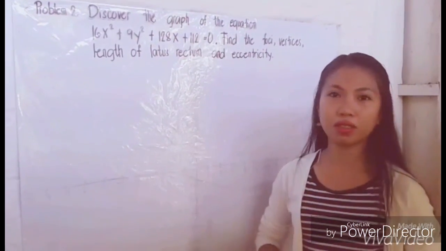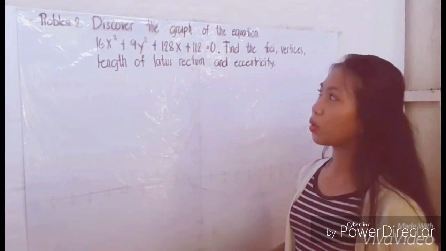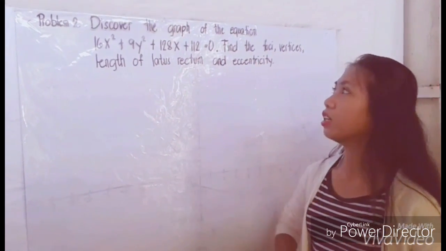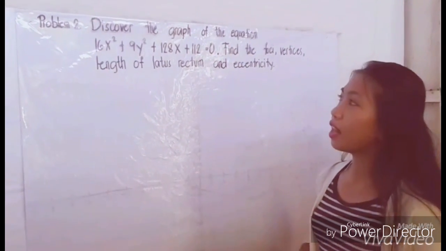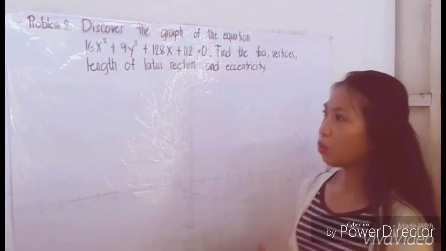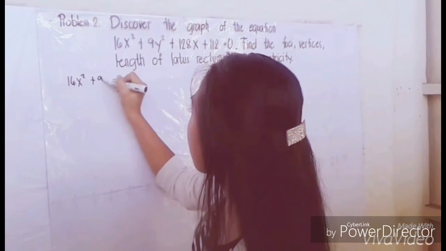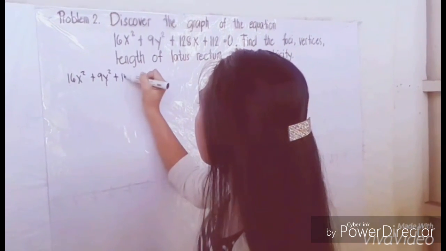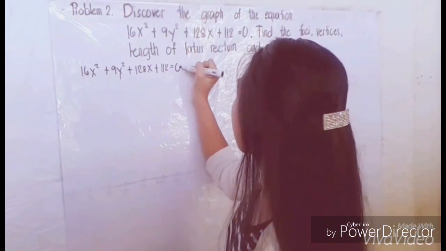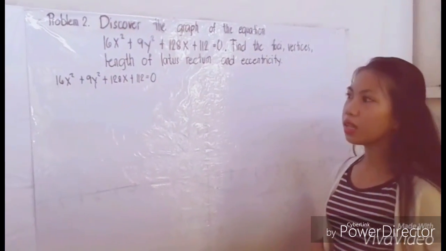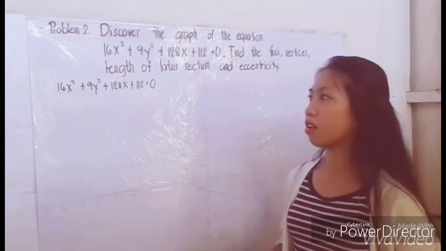Let's proceed to problem 2, which is to discuss the graph of the equation 16x squared plus 9y squared plus 128x plus 112 is equal to 0. Find the foci, the vertices, the length of the latus rectum, and eccentricity. So we have this equation. As you can see, this equation is in general form. So we have to convert this first into standard form.